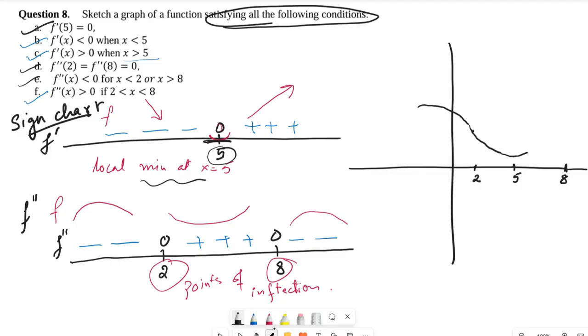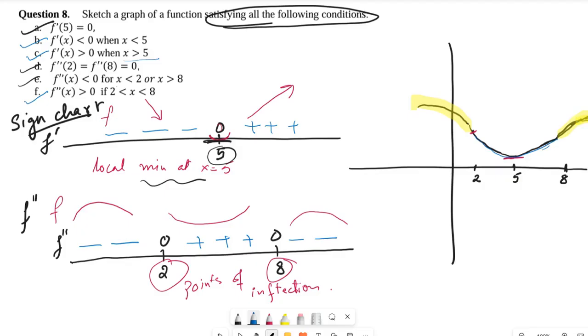Until 8 it was concave up. At 8 it starts to concave down. So roughly this is important. When I'm going to test on it, at 5 you should be showing me a local minimum, that is for sure. Before 2 the graph should be concave down. After 8 the graph should be concave down. Between 2 and 8 the graph should be concave upwards.